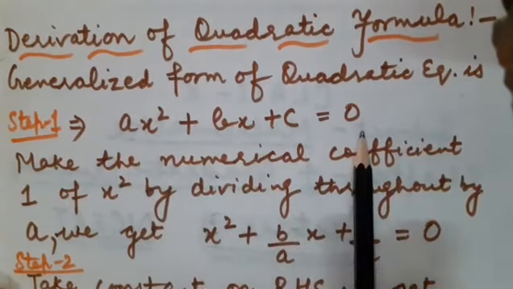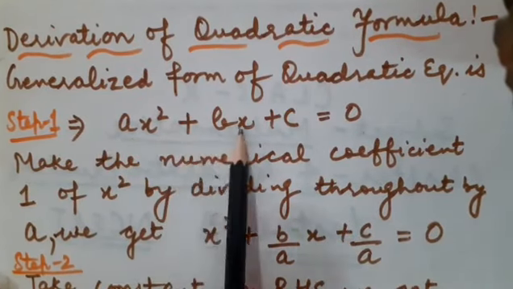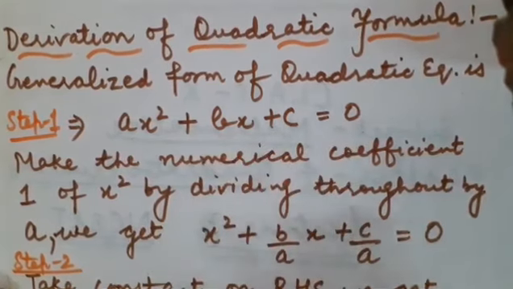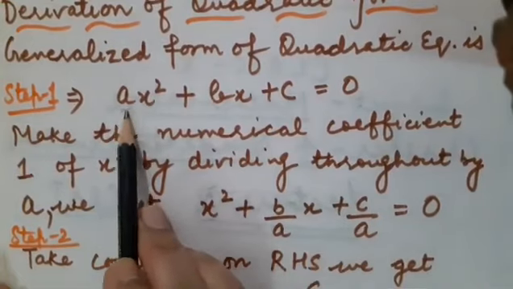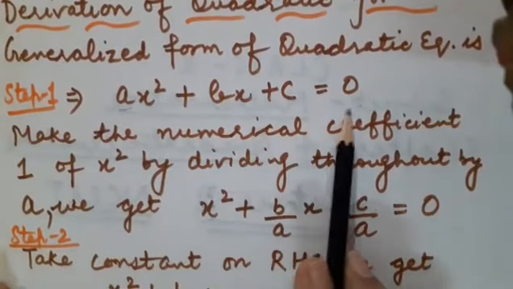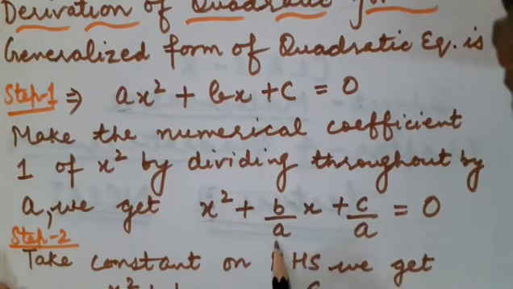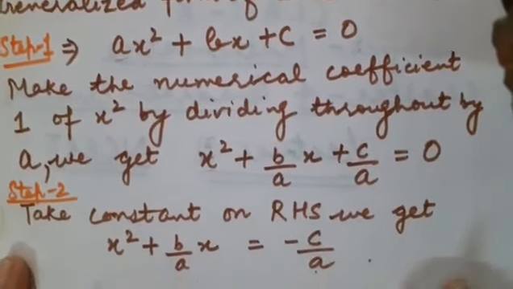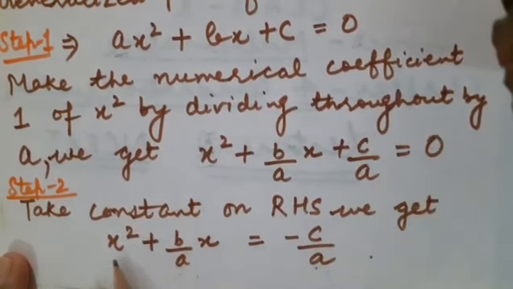For that, children, you require the generalized form of a quadratic equation, that is ax square plus bx plus c is equal to 0. What would be the first step? Make the numerical coefficient of x square as 1. So for that I have divided the complete equation by a. So I have got x square plus b upon a x plus c upon a is equal to 0. The next step was that you have to take the constant term on the right hand side. So we will get x square plus b upon a x is equal to minus c upon a.